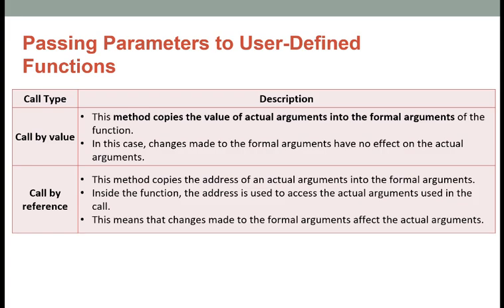When we go for a call by reference, here the actual parameter value will be affected. Inside this function, the address is stored to access the actual argument used in this call. This means the changes made to the formal parameter will affect the actual parameter, right?